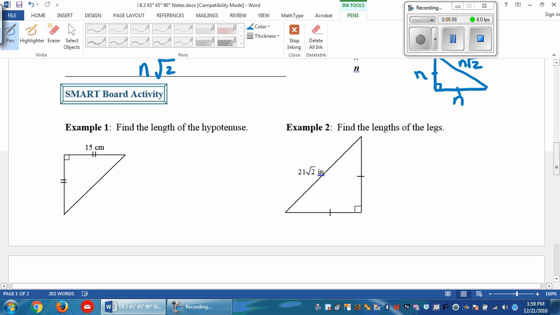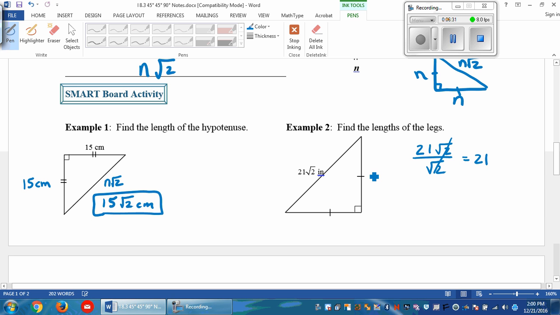Okay, so let's just jump into this. If we were doing this pattern, find the length of the hypotenuse. We know that this side has to be 15 centimeters, so this side has to be the n root 2 side. So it is 15 root 2 centimeters for the answer. If this is the side and we want to find the side lengths, this is the n root 2 side. So you can take 21 root 2 and divide it by root 2. They cancel out. So 21 is the two side lengths that we have.